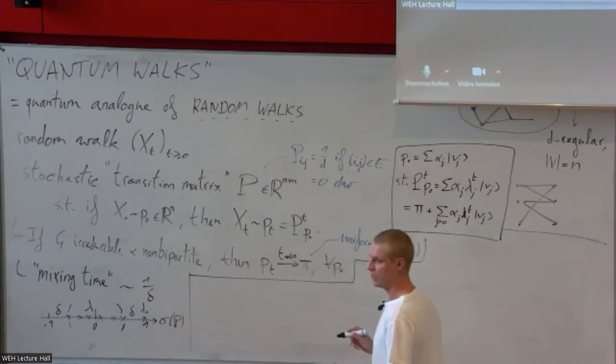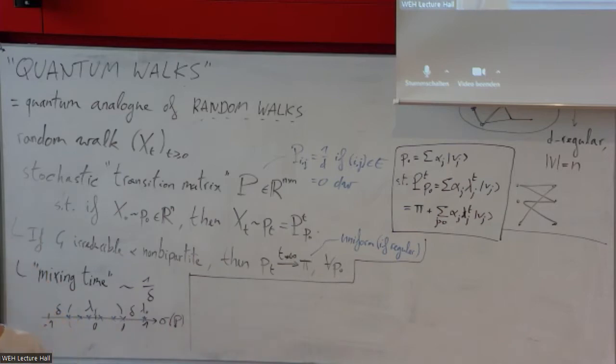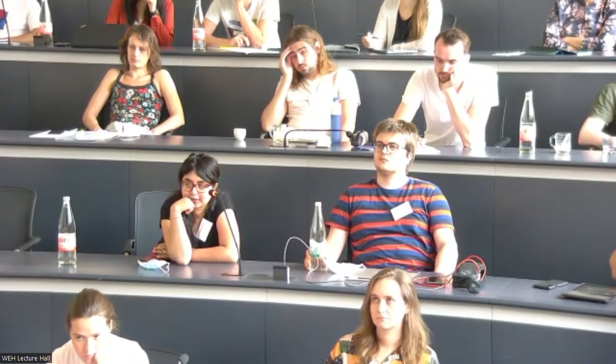Okay. Any questions so far? Yes. So here pi is actually all this, so this alpha 0, lambda 0 to the t, v0. Yes, with lambda 0 being 1.